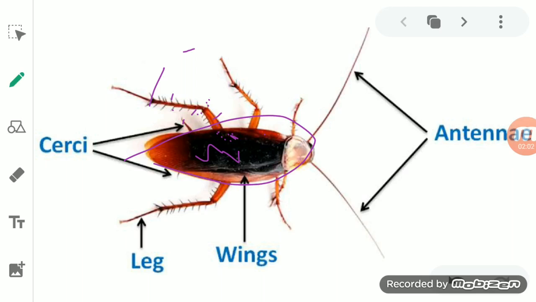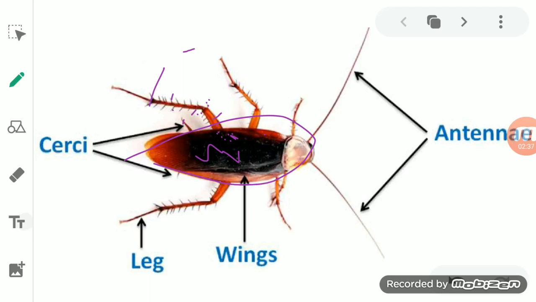Now when we were talking about the movement of the human body, we studied the flexor and extensor. The flexor muscle helps in the bending of the legs, and the extensor muscle works when we straighten our legs. The same thing as in the human body happens with the cockroach also.